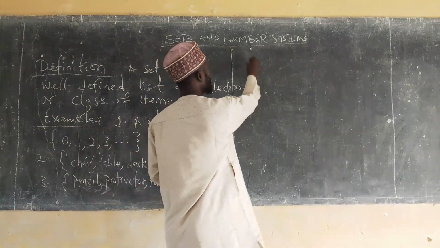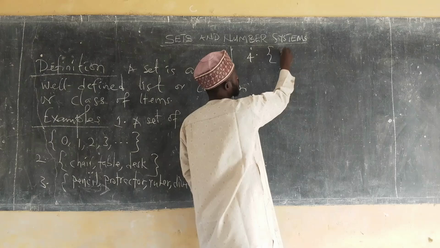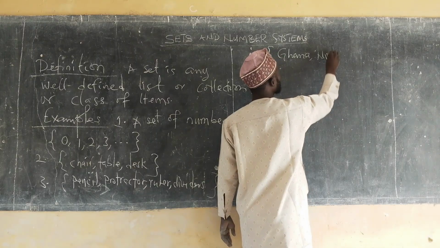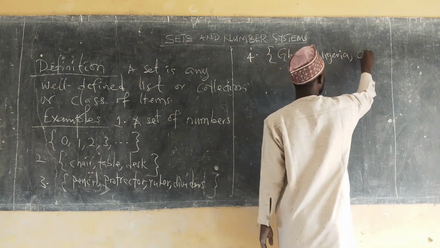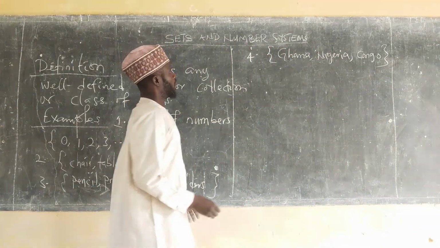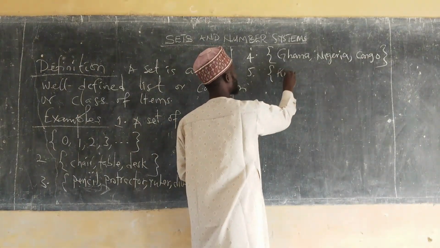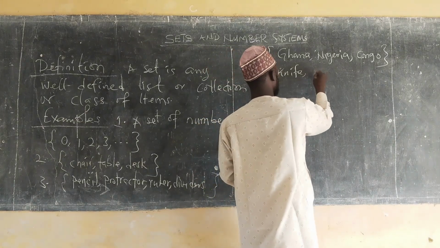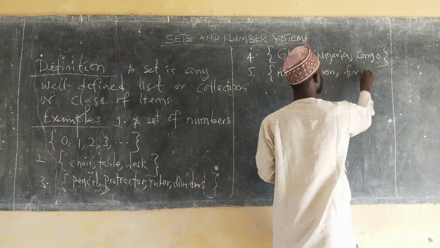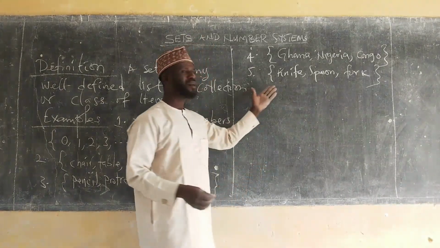Another example we can give is the set of countries. We can list some countries, and it's also a set. Like Ghana, Nigeria, Congo. This is a set of countries. We can also give another example, and in this example we say knife, spoon, and then maybe fork. So there are many examples of such.